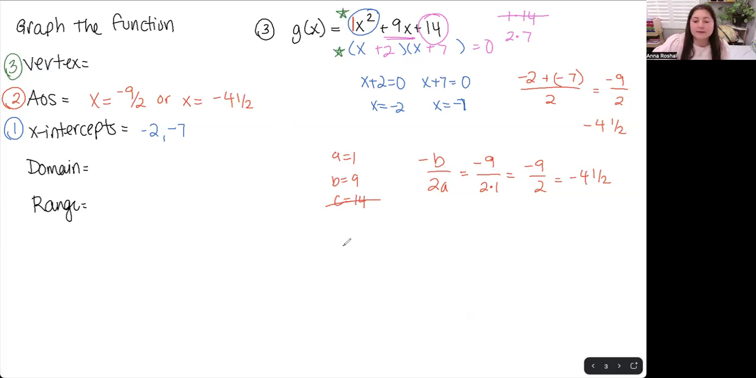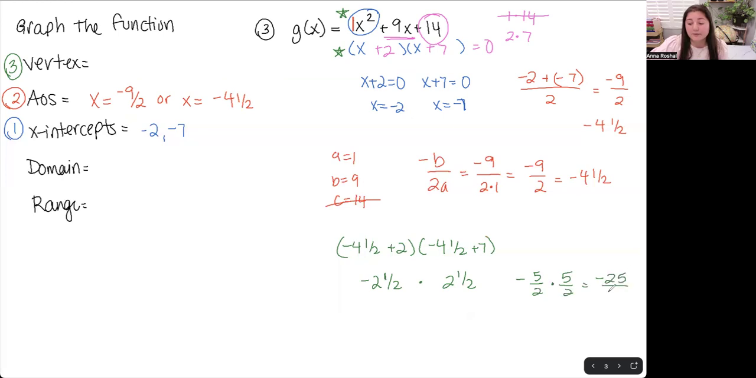So I'm going to go in and I'm going to say, okay, -4.5 plus 2, and then the same thing as -4.5 plus 7. So in here, I'm going to be at -2.5. That's a weird looking one. 7 minus 4 is 3. 3 minus another half is 2.5. So I know I'm going to do -2.5 times 2.5, which is the same thing as -5/2 times regular 5/2, which is -25/4. And I know that becomes -6.25.